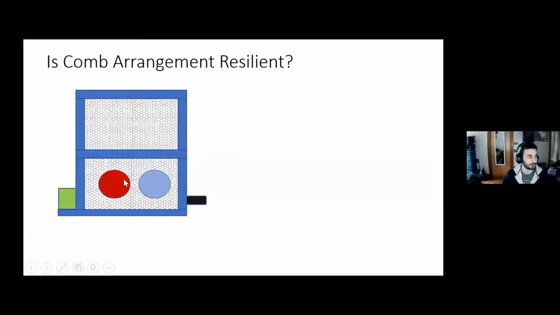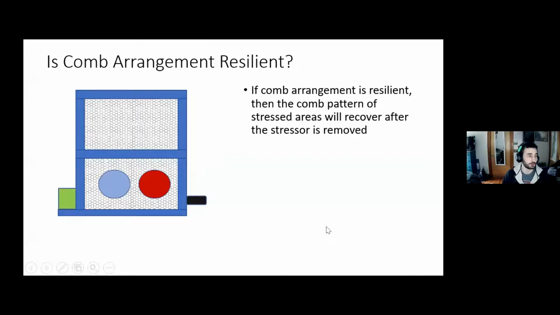So for 4 weeks, I heated one area and left one area unheated. And I counted brood and non-brood twice a week this time. And after those 4 weeks, I switched the areas. So the previously heated area became unheated, and the previously unheated area became heated. With the overall hypothesis being that if comb arrangement is resilient, then the comb pattern of stress areas will recover after the stressor is removed.